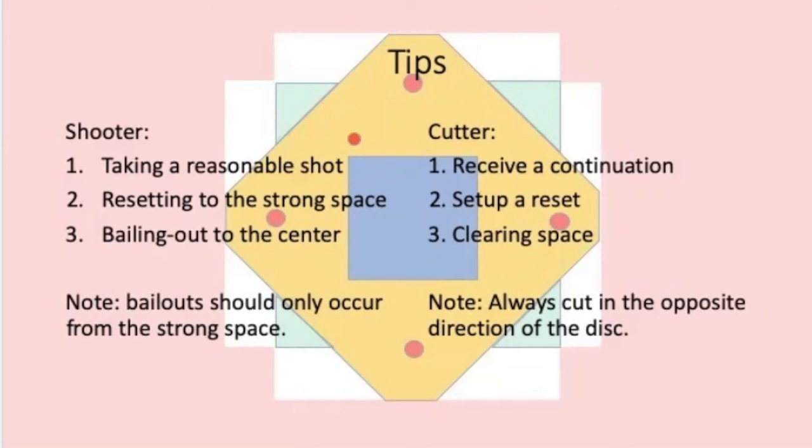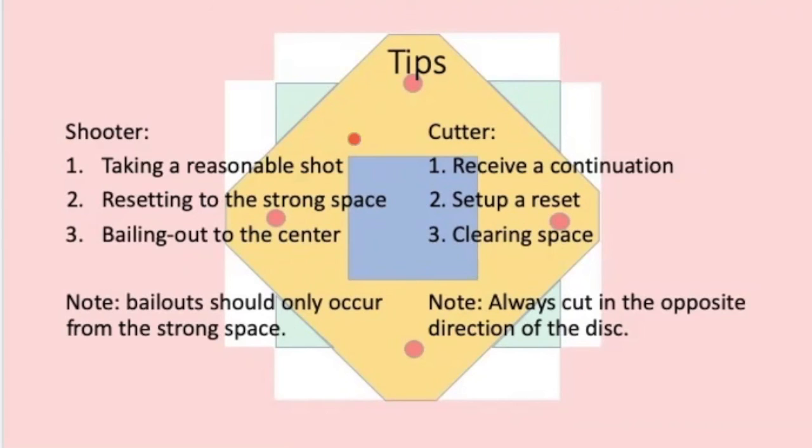As a cutter, there's three things you also want to be looking for. The first thing is to receive a continuation. So we talked about that. If you're the primary cutter, that's almost your main job. If there's a shot taken, you want to be looking to receive that continuation. The second thing you want to be looking for is to set up a reset. If, for example, the disc is in the weak space, and the thrower needs help, that's the second thing you want to be looking to do, is just setting up a reset into the strong space.